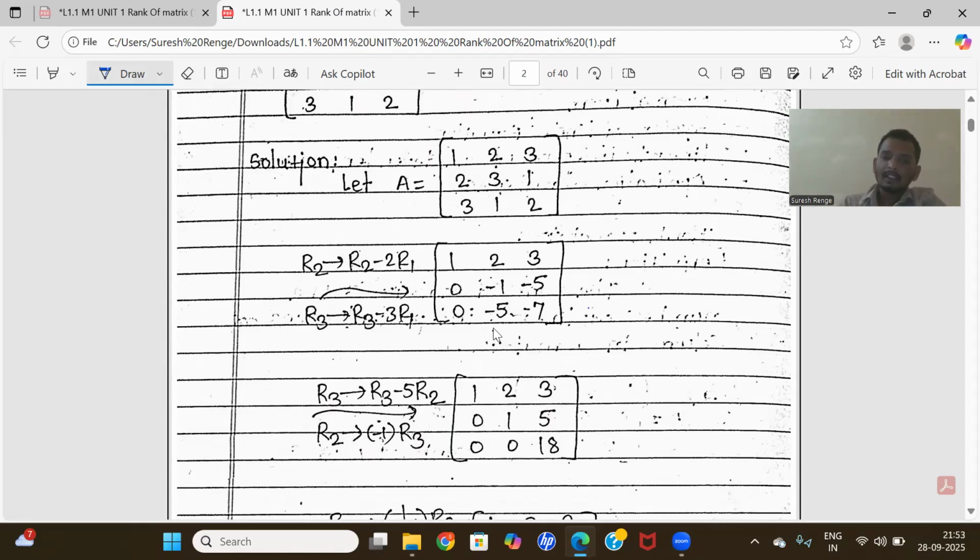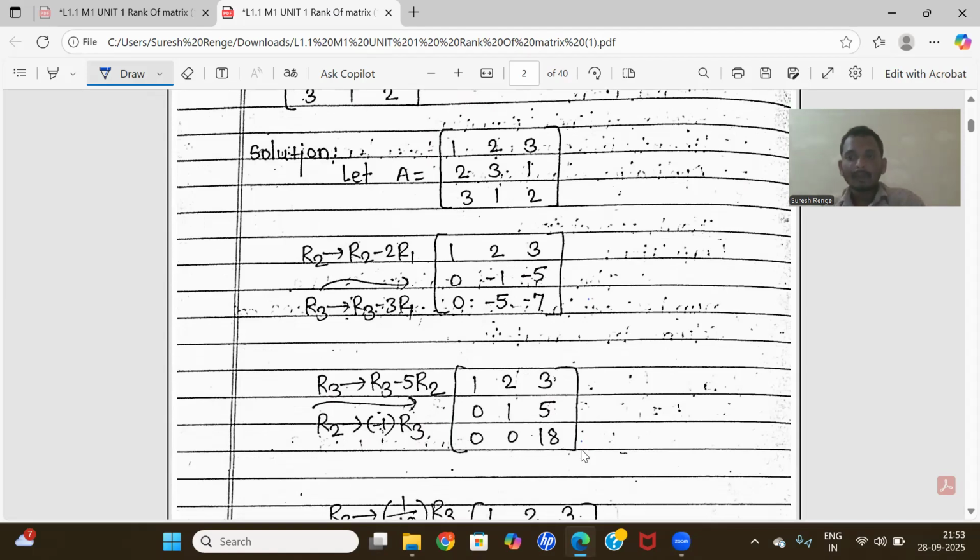R2 may change here. If you operate these operations, we change it in R2 to 1 and 5. Now R3 में changes होने वाला है. Whatever R2 is available here, minus 1 and minus 5, multiply that by minus 5. Minus 5 plus 5 is equal to 0, minus 7 plus 25 is equal to 18.